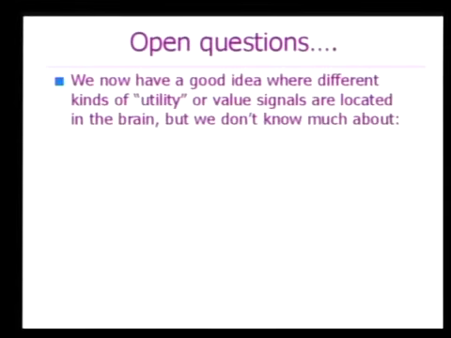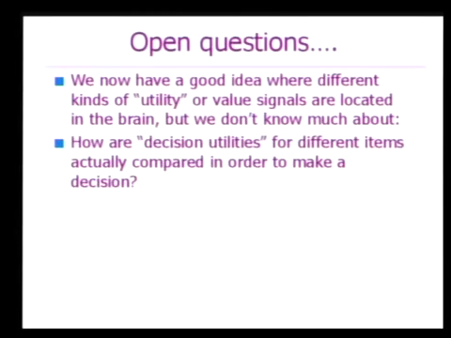And some open questions are: we now have a good idea where different kinds of utility or value signals are located, but we don't really know much about how these utilities actually get compared in order to make choices. So we don't know, is that done in one part of the brain, or is it a more distributed process? What part of the brain actually makes the decision? Which part of the brain calls the shots? Where does the buck stop?